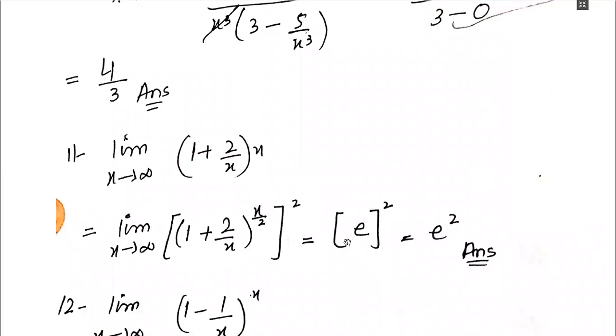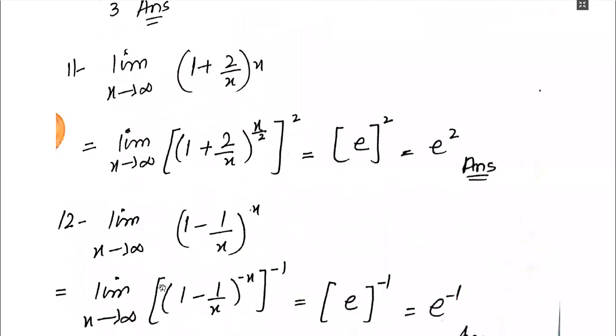Last time we proved this identity: limit x tends to infinity, 1 plus 1 upon x, power x equals e. But here it is 2 upon x and the power is x upon 2, and this whole term is equal to e, and the square is the same, this is e square.